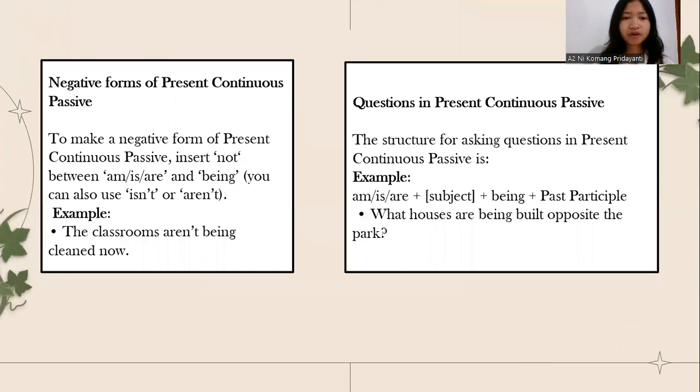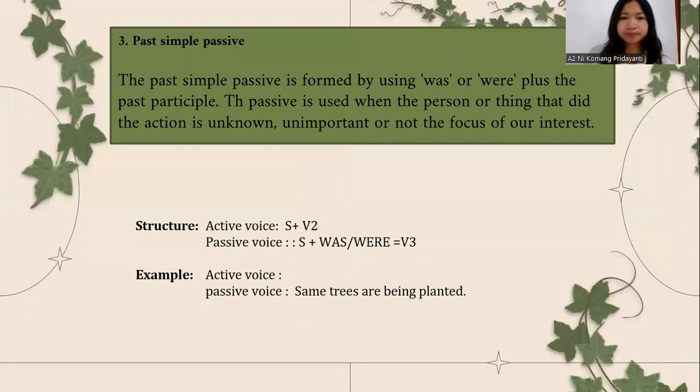And then the negative form of present continuous passive: just put not between to be and being. You can also use isn't or aren't. For example, the classrooms aren't being cleaned now. And then for the question in present continuous passive, the structure is to be plus subject plus being plus past participle. For example, are houses being built opposite the park?